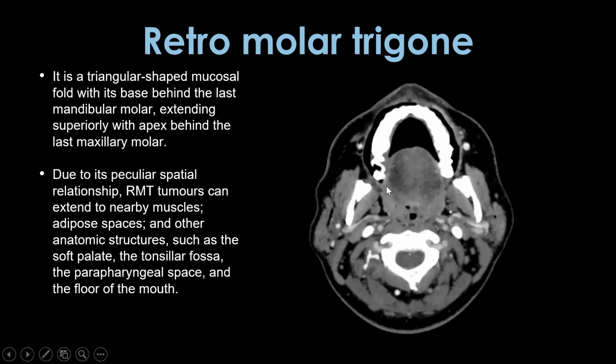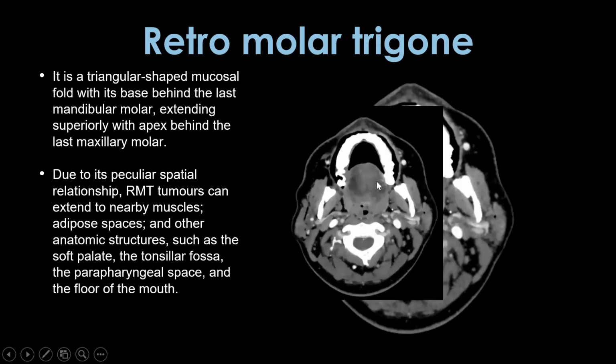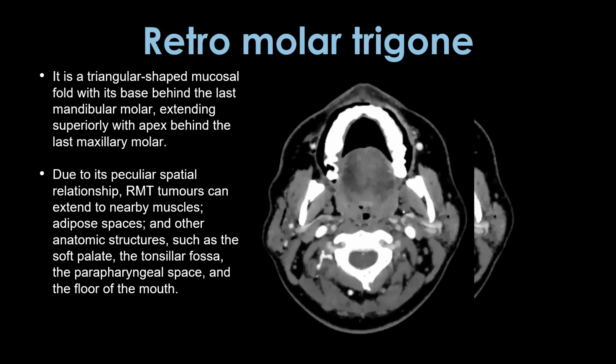On imaging, we can see it as this soft tissue area which is symmetrical on both sides with some amount of fat density within. When there is thickening, asymmetry, or enhancement, we have to suspect that there is a lesion here. Also, there will be clinical information that will suggest that there is some RMT lesion. So we have to be careful. An important thing in RMT lesions is that they have a propensity for bone erosion. So once we detect a lesion, either in the RMT or extending into the RMT, we have to see the adjacent bone window to look for erosions.